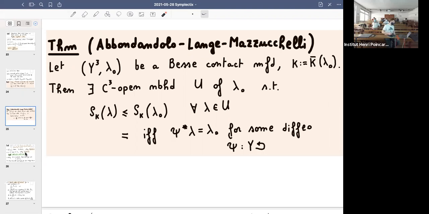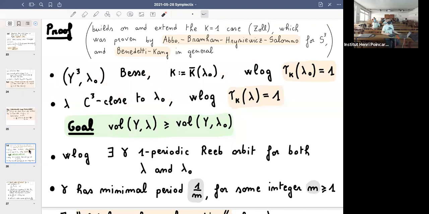So the proof builds on the proof for Zoll contact manifolds of Gabriele Benedetti and Jungsoo Kang, and also, I mean, the business was started by Abbondandolo, Bramham, Hryniewicz, and Salomão, say for S3. But there's further difficulty because Besse contact manifolds are more complicated than Zoll ones. So here are vaguely the steps. Hopefully I have time to complete them.